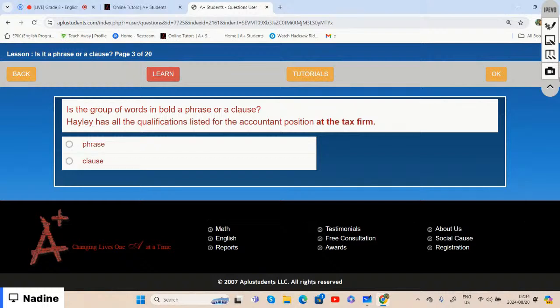All right, the next one says, is the group of words in bold a phrase or a clause? It says, Haley has all the qualifications listed for the accountant position at the tax firm. So we now need to say if at the tax firm is either a phrase or if it is a clause.